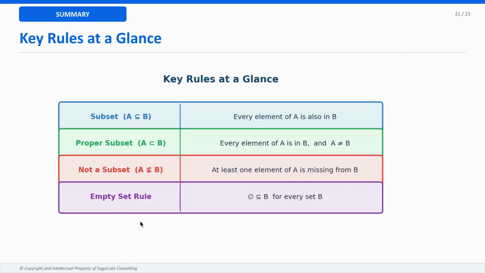All right. So 4 rules to lock in. 1. A is an improper subset of B. That means every element of A is in B. And here equality is allowed. For 2, A is a proper subset of B. Every element of A is in B, and A is not equal to B. Then for 3, not a subset means that A is not a subset of B. That means that at least one element of A is missing in B. Then 4, the empty set is a subset of every set, a proper subset of any non-empty set, but not a proper subset of itself.